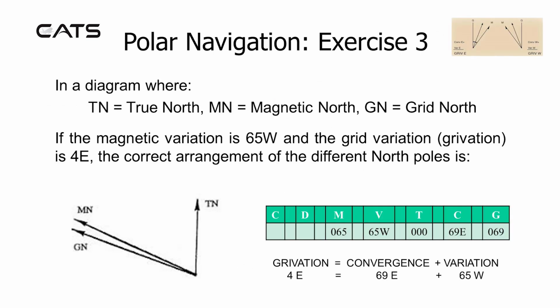Exercise 3. Consider a diagram where Tn equals true north, Mn equals magnetic north, Gn equals grid north. If the magnetic variation is 65 west and the grid variation, grivation, is 4 east, the correct arrangement of the different poles is shown below. True north is drawn straight up the page. Magnetic north is to the west of true north, and grid north is still further to the west of magnetic north.